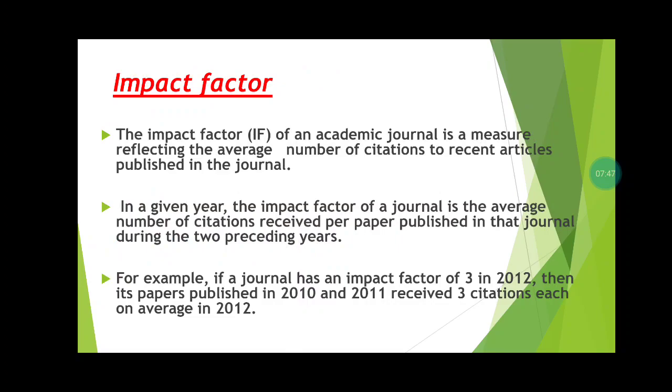And finally, the impact factor of an academic journal is a measure reflecting the average number of citations to recent articles published in the journal. Journals with a high impact factor are more important than journals with a low impact factor. It was devised by Eugene Garfield. It is a measure of the frequency with which the average article in a journal has been cited in a particular year. An example is also given.